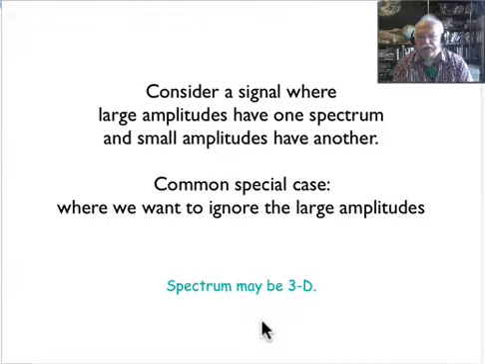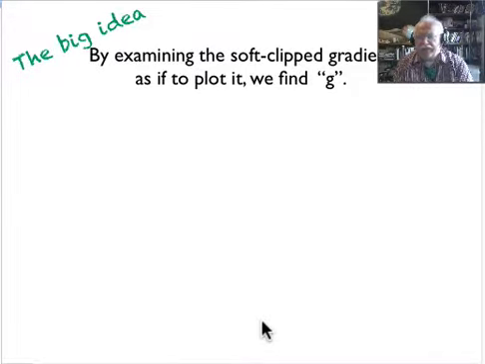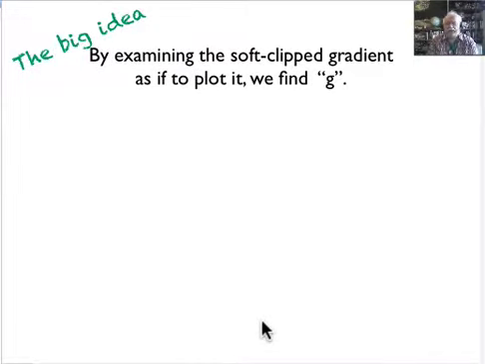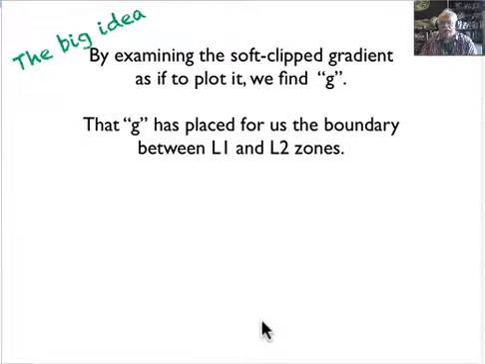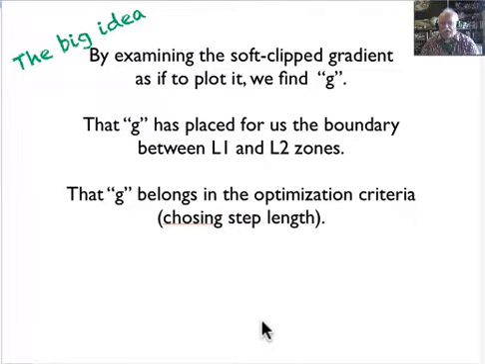So a common special case is when we want to ignore large amplitudes. Okay, so here's the big idea. By examining the soft clip gradient as if we were going to plot it, we can find the numerical value of G by using the Jensen inequality. That value of G puts us on the boundary between the L1 and L2 zones. Wow, that's nice. We used to do that subjectively.